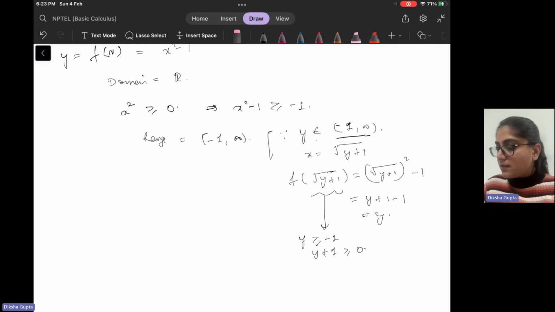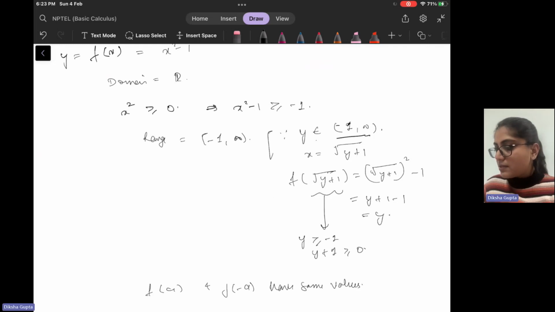So now see that the function has an inverse when the function is one-one and onto. But on R, you see that f of a and f of minus a have the same values.